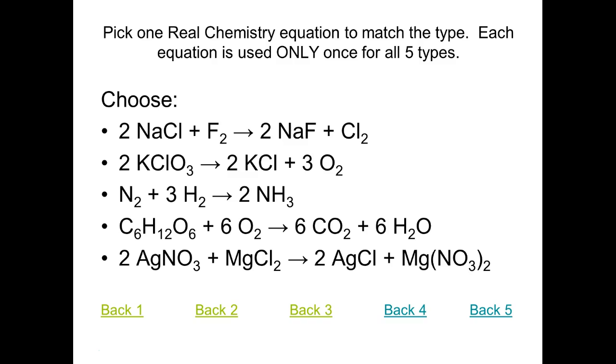Hopefully the equations and the examples that we've given, along with the key identifiers, will help you to look at any chemical equation and identify if it's one of these 5 types.